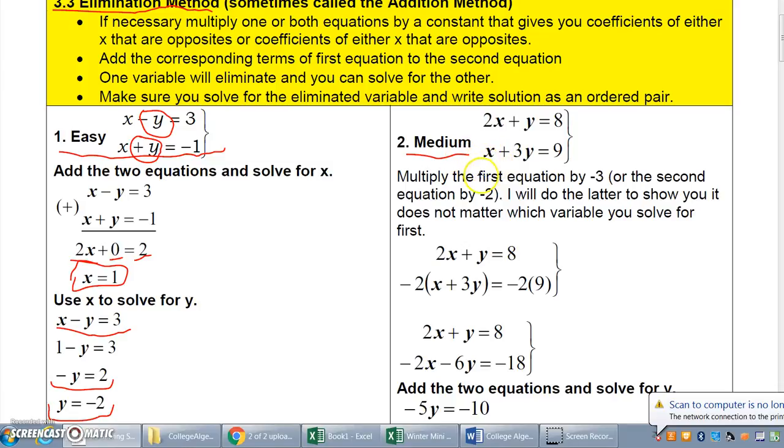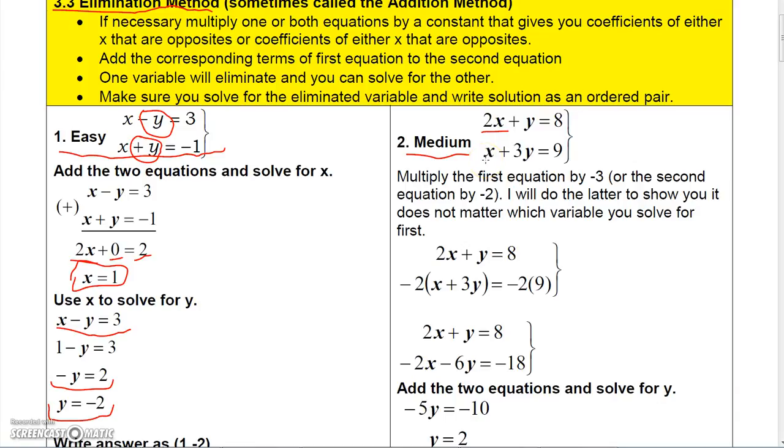Now why did I choose negative 2? Well, I saw up here that I had a 2x. And I know if I add 2x to negative 2x, they'll cancel. So I thought, if I multiply this term by negative 2, that would give me a negative 2x. But I can't just multiply that term by negative 2. I've got to multiply all three terms by negative 2.